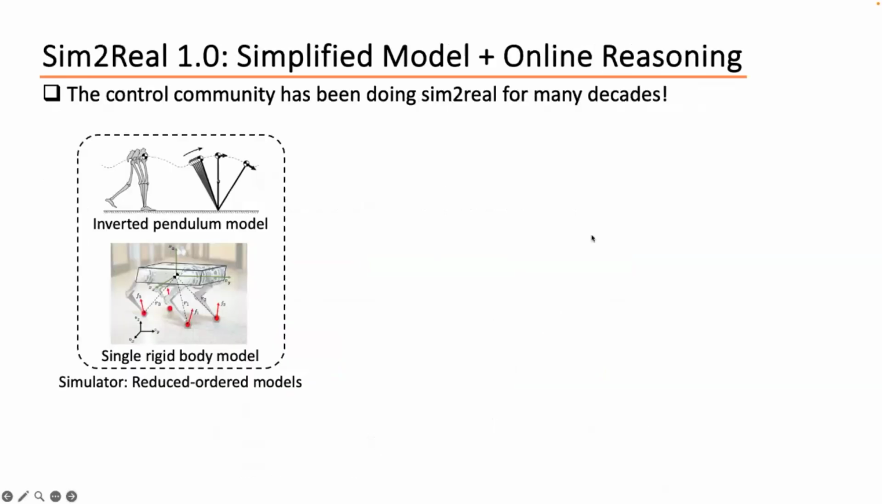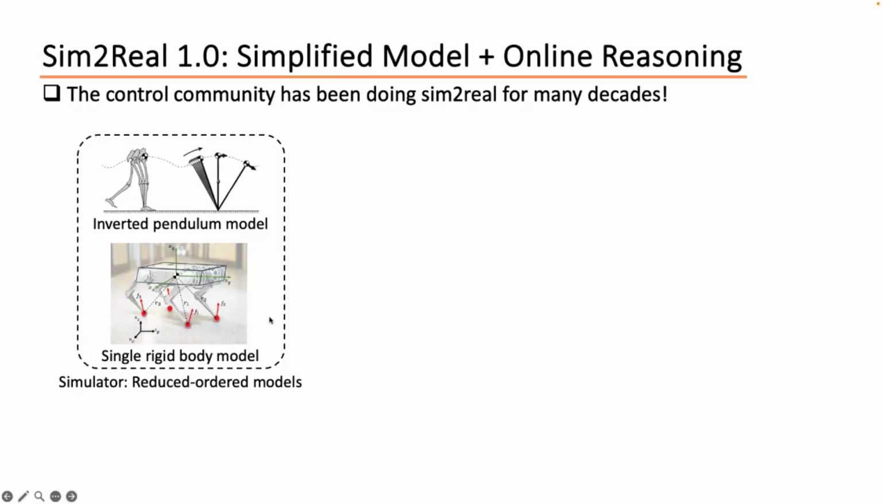Okay, let's start the journey with Sim2Real. Fortunately, it's not a new topic in the control and robotics community. The control and robotics community has been working on Sim2Real for many decades. I call this Sim2Real 1.0: basically using a simplified model with some online reasoning. We start from a reduced-order model. For a humanoid, you can simplify it into a very simple inverted pendulum. For a quadruped, you can simplify it into a single rigid body model. Basically, all these models are simplified abstractions of the high-dimensional dynamical system.